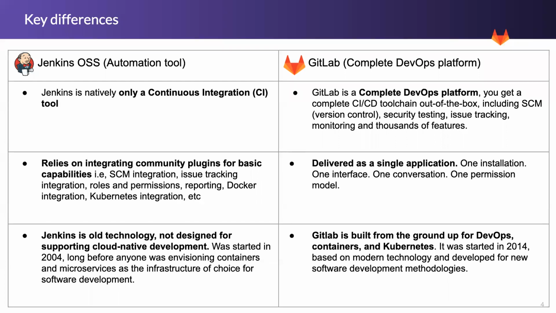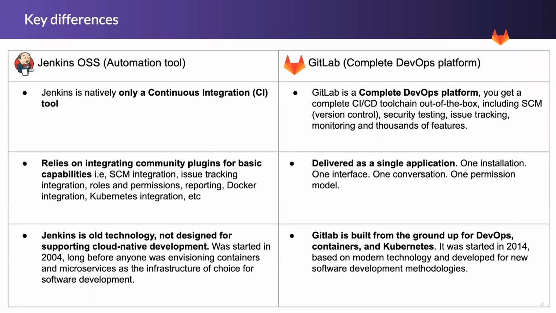So Jenkins is actually an automation tool. It's used for automations and leveraged to do CI, continuous integration. For basic functionality, it relies on community plugins. Meaning for version control integration, issue tracking integration like Jira, security, reporting, Docker, for every basic functionality or anything that you need to do with Jenkins, you will have to find the proper plugin for that. While GitLab is a CI, but much more than CI.